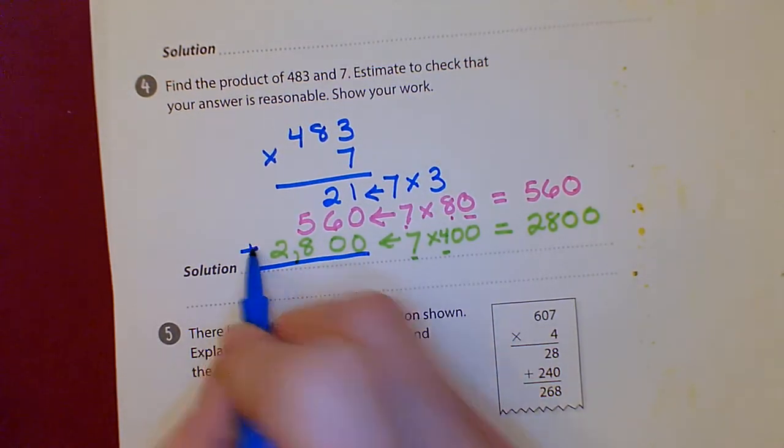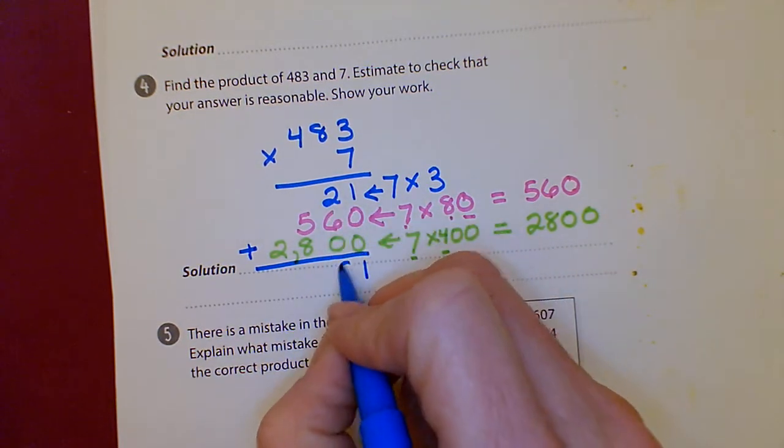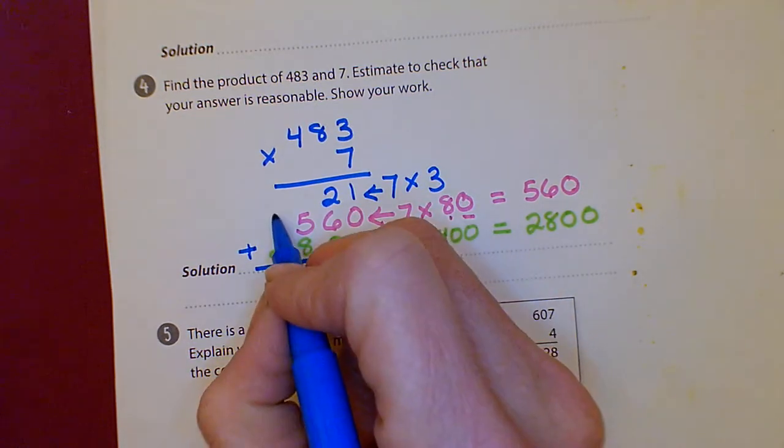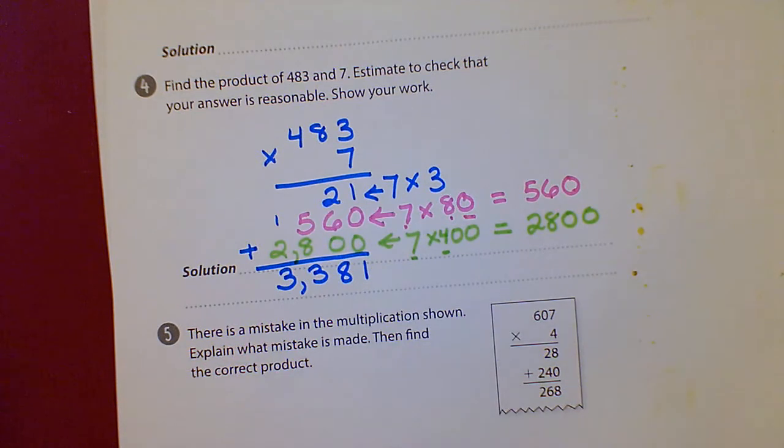And now I have to add them all up. So 1, 2 plus 6 is 8, 5 plus 8 is 13, regroup that 1, and 1 plus 2 is 3. And you get 3,381.